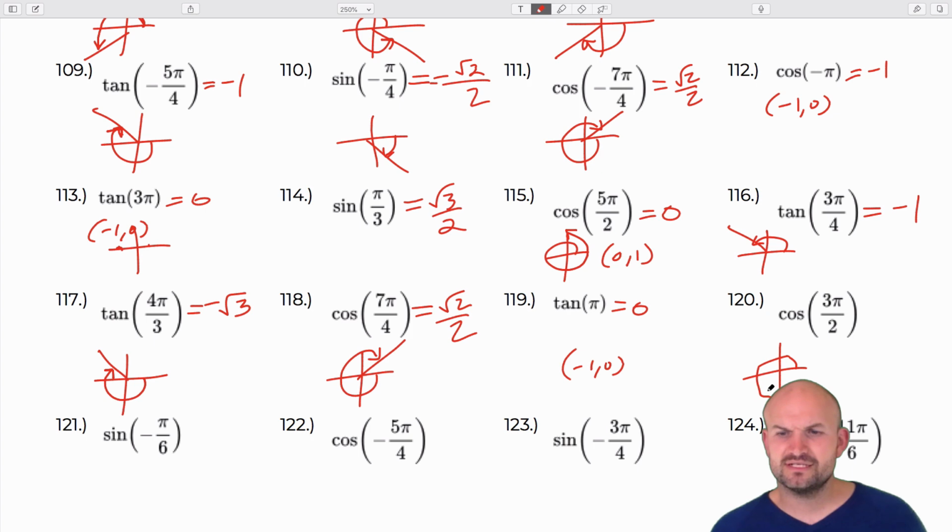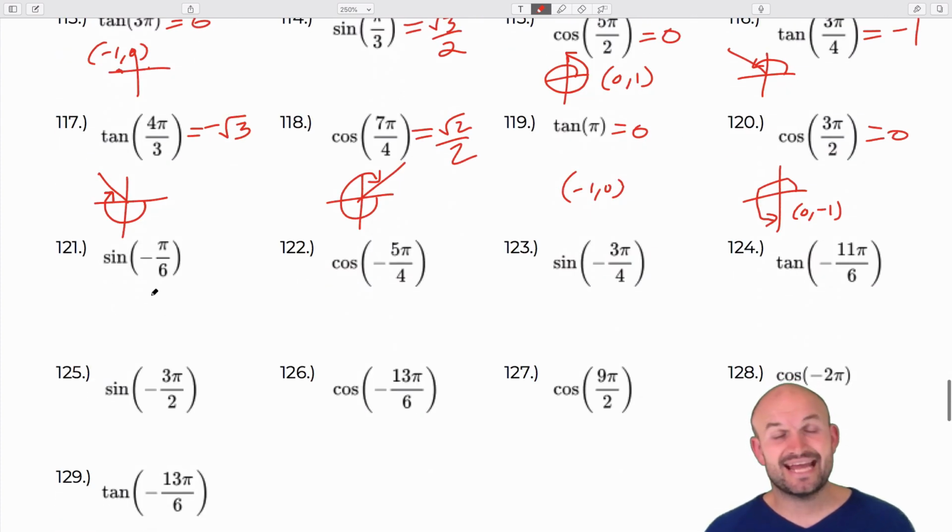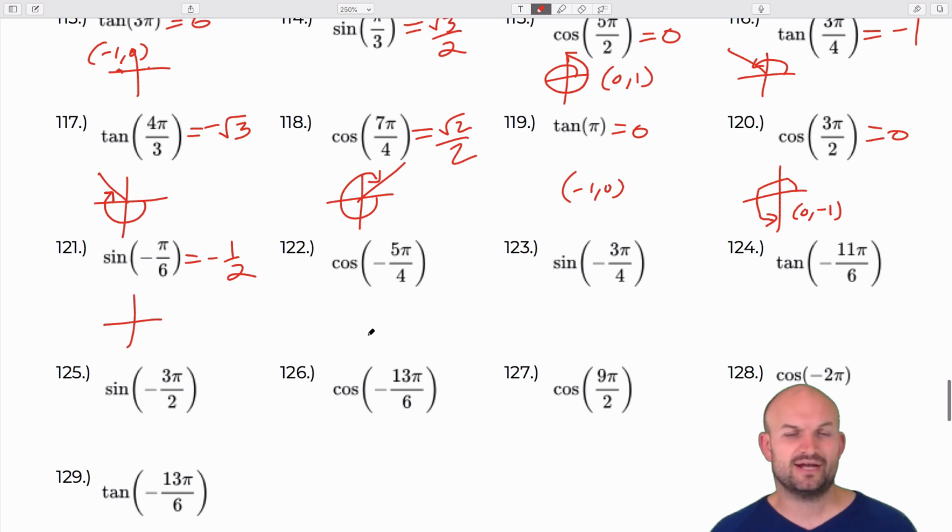3 pi halves is down there. That coordinate point is 0, negative 1. So therefore the cosine is just equal to 0. Here we're dealing with a negative pi over 6, so therefore that has a reference angle of pi over 6, and it's in the fourth quadrant, so therefore it's negative. So for sine, that'd be negative 1/2.